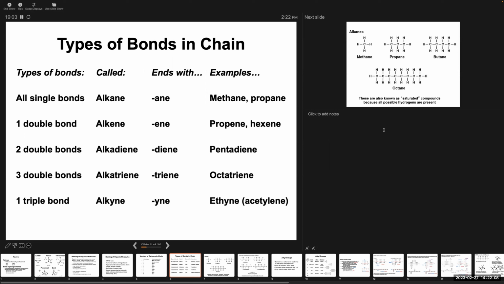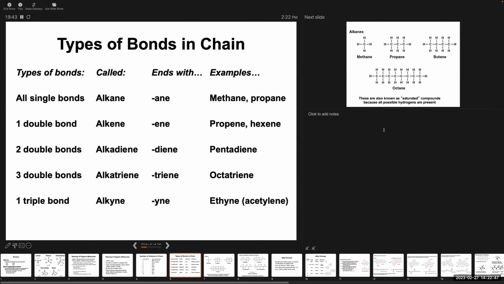If there are 2 double bonds present somewhere in the chain, we call that kind of molecule an alkadiene, and the name of the molecule ends in diene. So pentadiene: penta tells me that there are 5 carbons in the chain. Diene is telling me that there are a total of 2 double bonds somewhere in that 5-carbon chain. You can have 3 double bonds. We call that an alkatriene, and they end in triene. So octatriene would be an 8-carbon chain with 3 double bonds scattered somewhere along the chain.